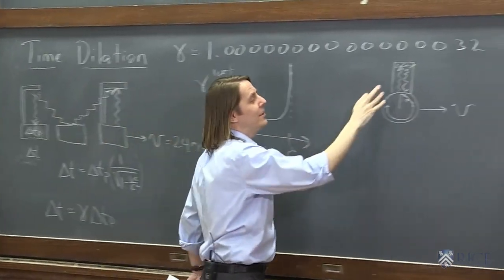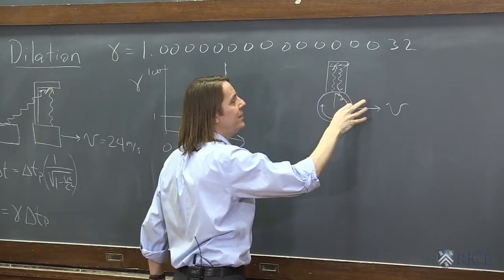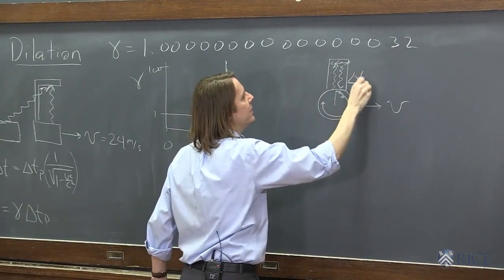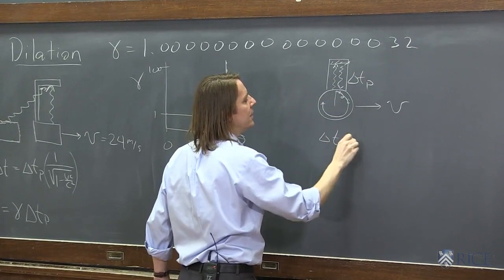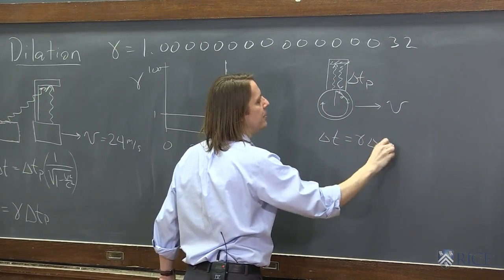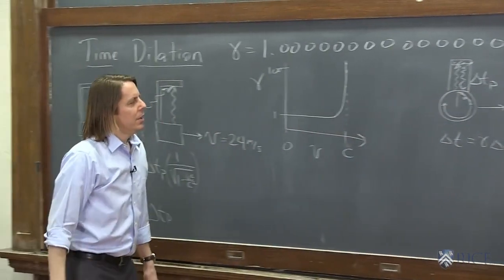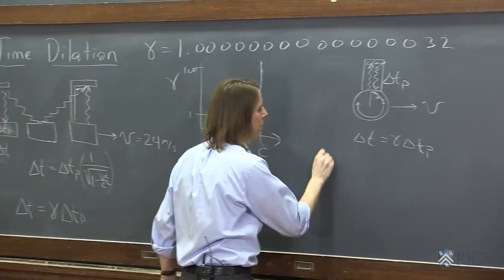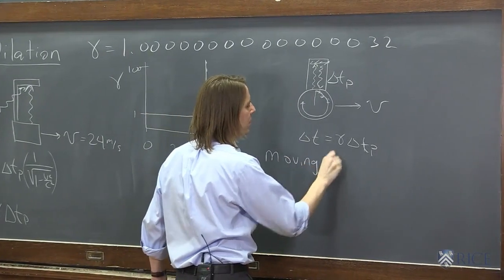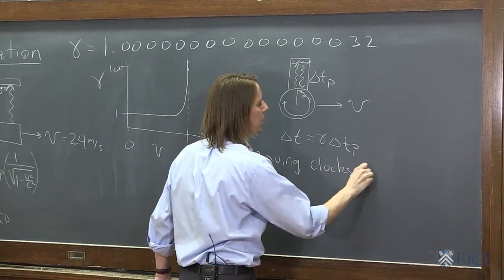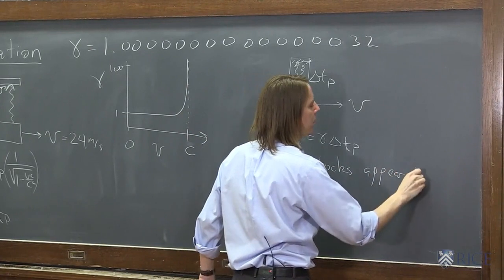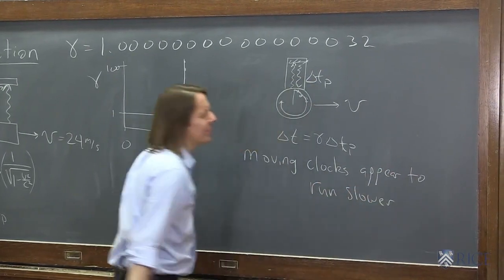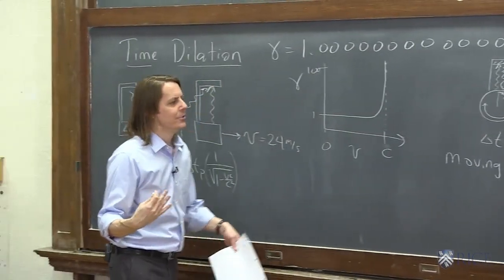When some interval of time occurs to the clock, delta tp, you see one that's longer, delta t, right? Delta t equals gamma delta tp. Right? So what it looks like to you is that the clock appears to go slower. Moving clocks appear to run slower. And that may sound a little counterintuitive because, let's say, it was our time that got dilated. But just think of it this way.